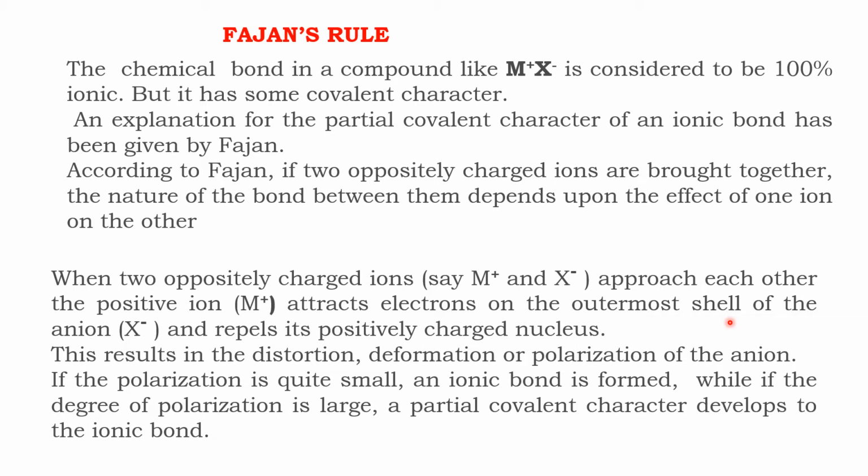So the cation attracts or deforms the negatively charged accumulation around the anion. Hence, there occurs a polarization or distortion. If the polarization by one ion on another is very small, predominantly the compound becomes ionic. You got it? If the polarization is very large, there exists a covalent character. That means sharing of electrons occurs. This is the basic concept of Fajans' rule.